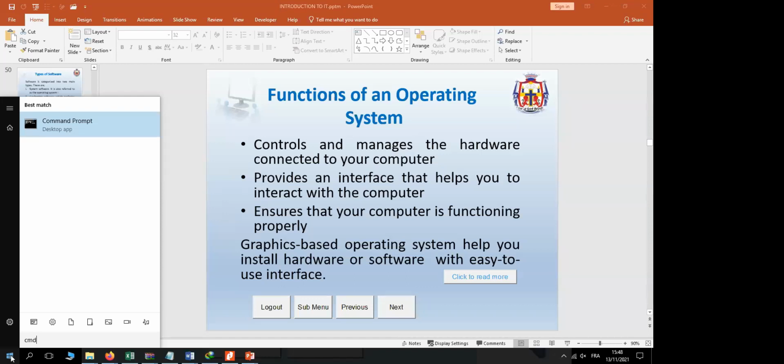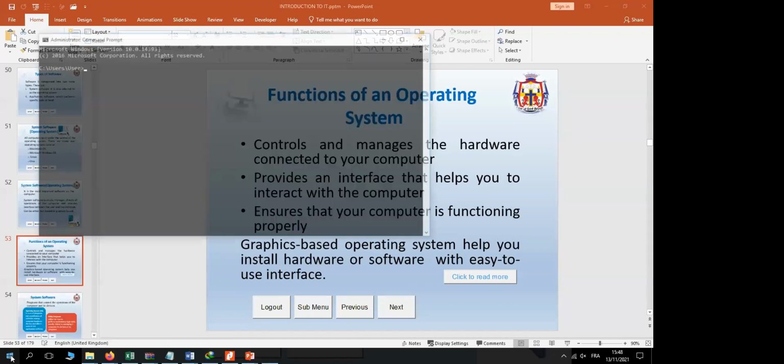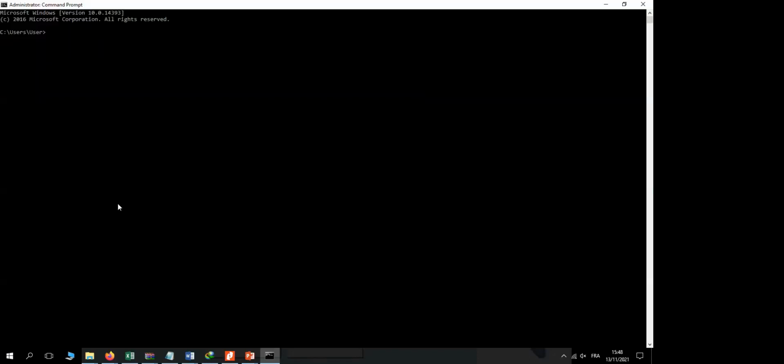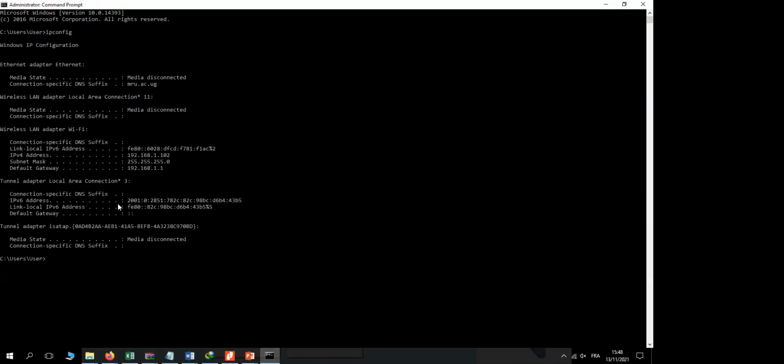So this is how command line interface looks. Whichever task I want to execute, I have to write a command, okay? For example, I'm telling it to do something here. That's the command I have to type. Once I press enter, I'll get the output or the feedback from the computer.